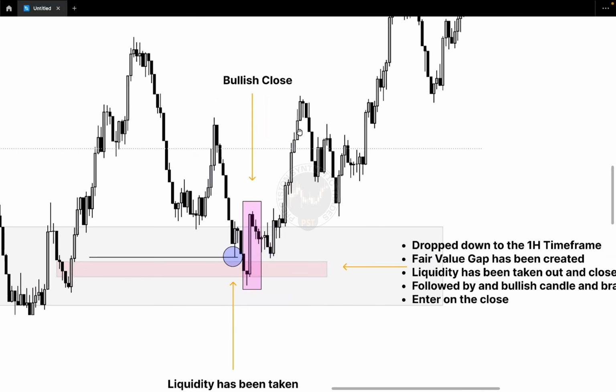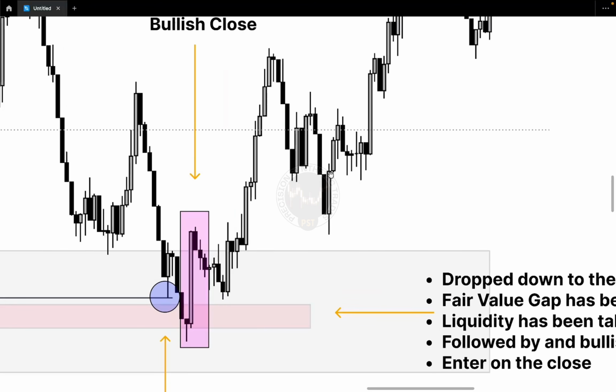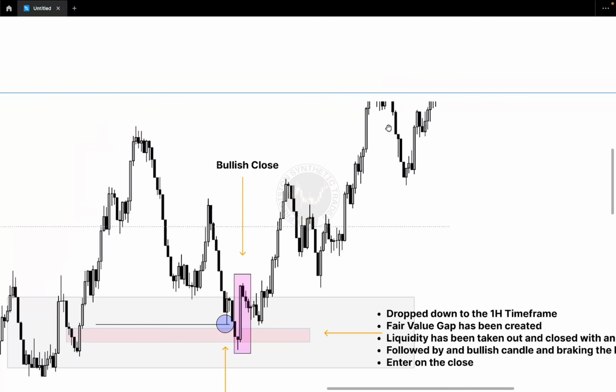Yeah, price went up. There's a fair value gap created there. Liquidity has been created there. This candle broke the liquidity and it closed. And as you can see, this candle engulfed this candle, and you can enter on the close of this candle. In an example like this, price never came to retrace, so you enter from there and price went up. All right.